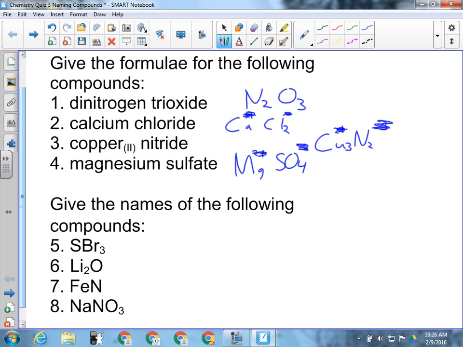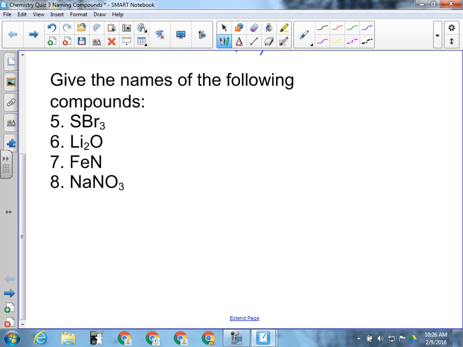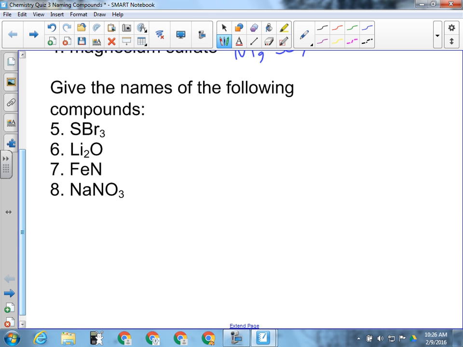Okay. For the second 4, we've got to write the actual names for these. Okay, so I've got sulfur with bromine. Ionic or molecular? Molecular, all right. So I don't put mono on the first one, so that's just going to be sulfur. And then what prefix do I need on bromine? Tribromide.